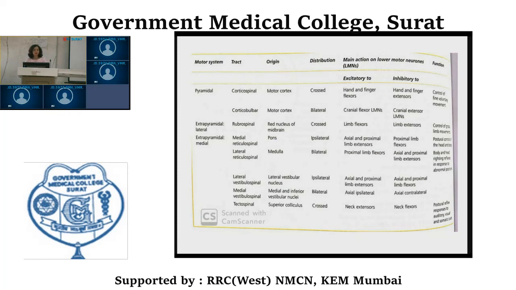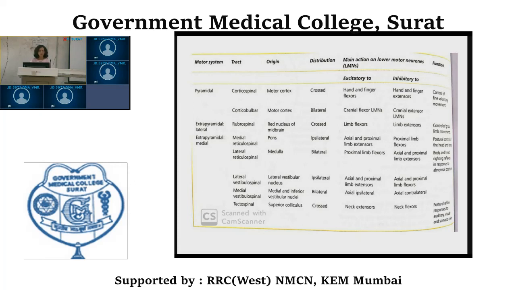The other one is the corticobulbar tract. The corticobulbar tracts originate from the motor cortex bilaterally, and they are excitatory to the cranial flexors, to the lower motor neurons, and they are inhibitory to the cranial extensors, to the lower motor neurons.